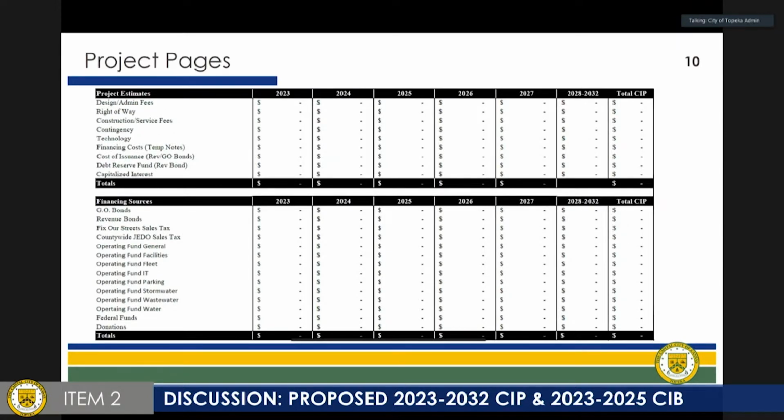Following that is the cost breakdown. You'll see project estimates and financing sources. This tells us whether or not it is utility, right-of-way, technology, or contingency, and then what type of funding is being requested. Is it GO bond? Is it revenue bonds? Is it federal funds? Is it half-cent sales tax?